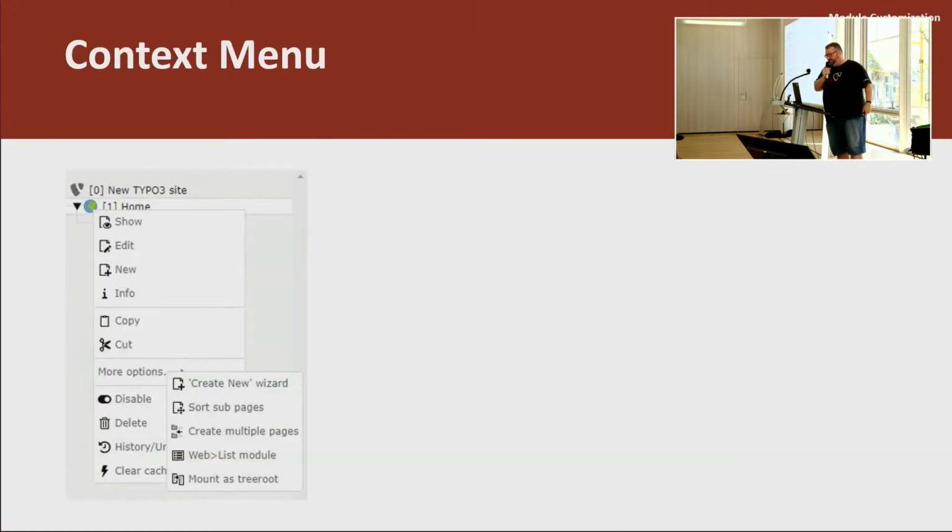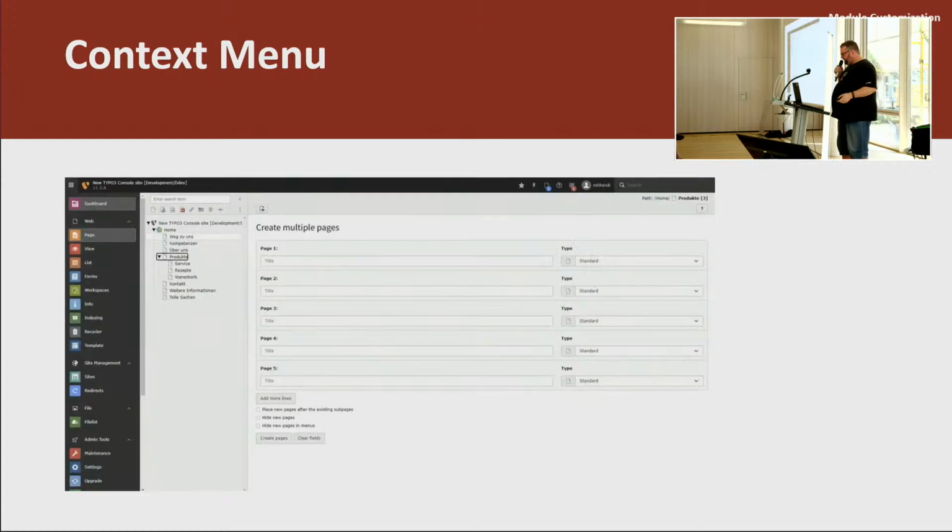The next thing is the context menu. Some editors don't know the options that let you create multiple pages very fast. Then you can also start with a new page tree.